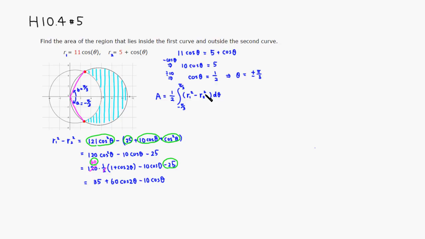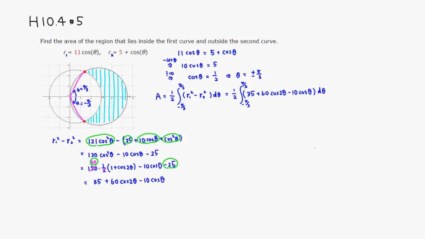Alright, so we have the integrand simplified. So we're going to have 1/2 integral from negative pi over 3 to positive pi over 3 of 35 plus 60 cosine of 2 theta, and a minus 10 cosine of theta, d theta.